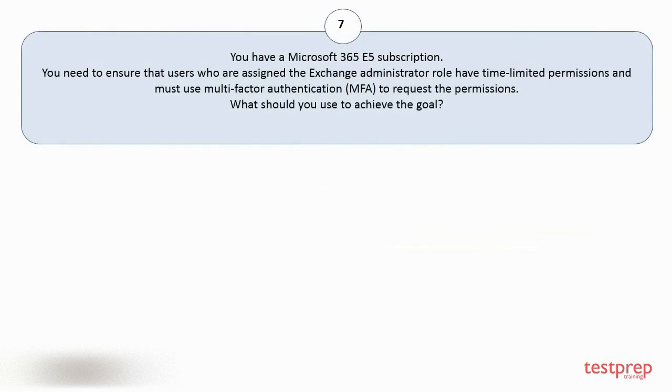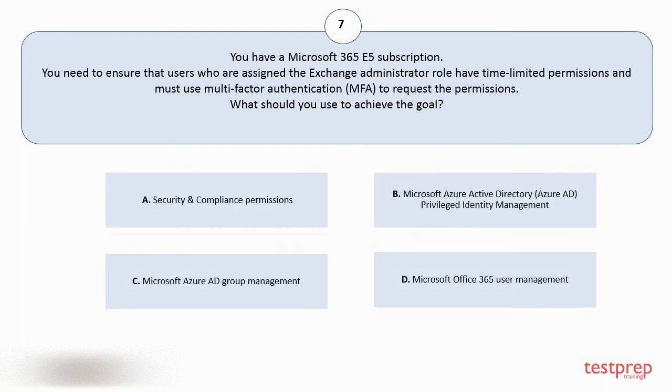Question number 7. You have a Microsoft 365 E5 subscription. You need to ensure that users who are assigned the Exchange Administrator role have time-limited permissions and must use multi-factor authentication to request the permissions. What should you use to achieve the goal? Your options are: A. Security and Compliance Permissions. B. Microsoft Azure Active Directory, Azure AD, Privileged Identity Management. C. Microsoft Azure AD Group Management. D. Microsoft Office 365 User Management. The correct answer is option B.